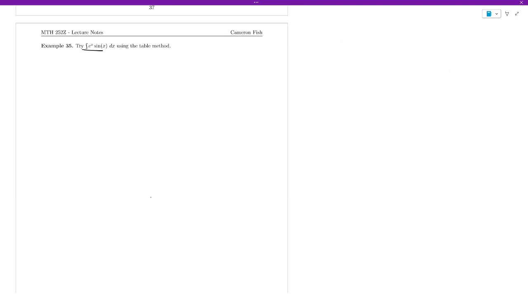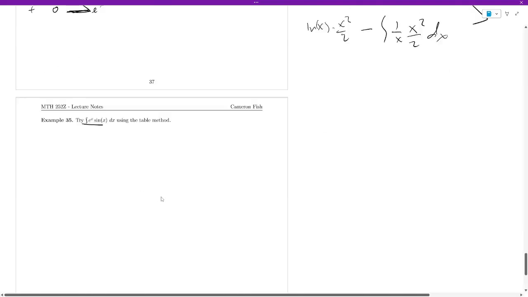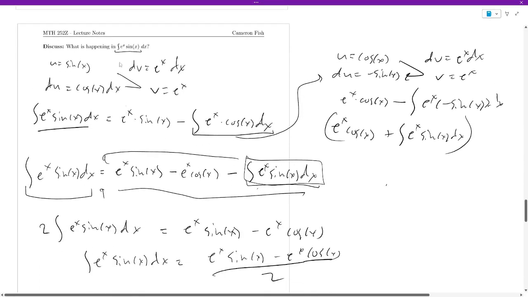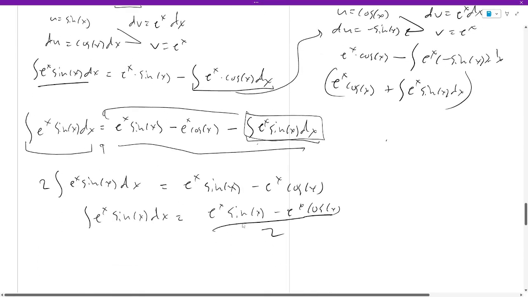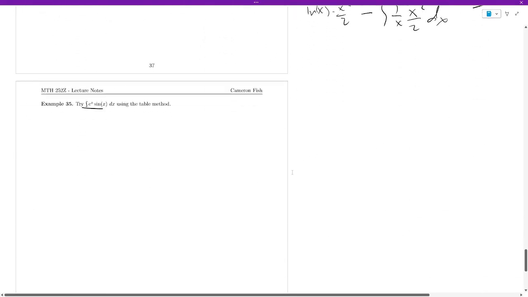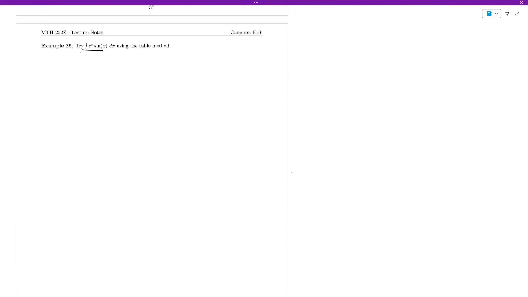So for example, say we try this one using the table method. Remember, this was the one we did a minute ago, the one that took a few minutes and we had this weird go-into-the-other-side thing. Let's see what happens if we try it on this one. Let's have the same setup we did before, where I had u be sine, dv be e to the x. We take the derivative over here, the antiderivative over here, the derivative over here, the antiderivative over here.